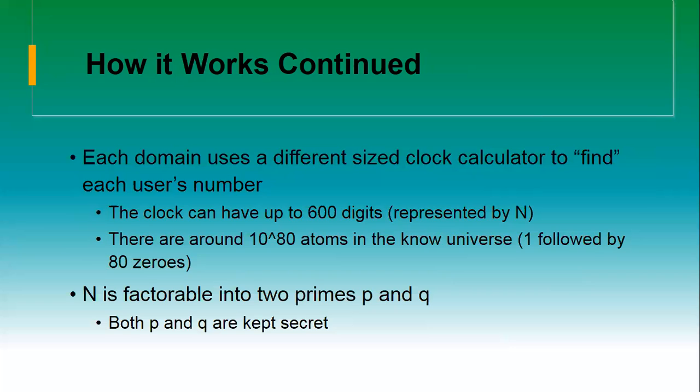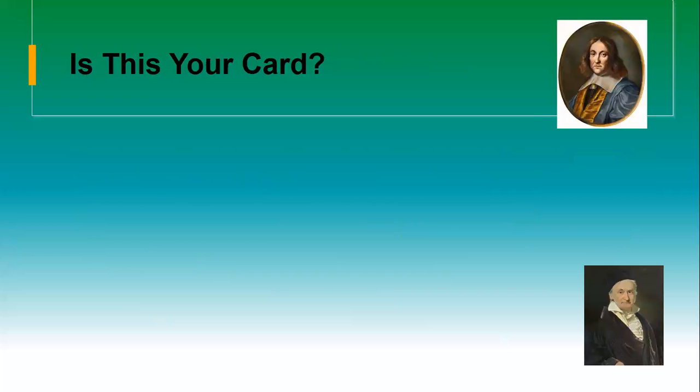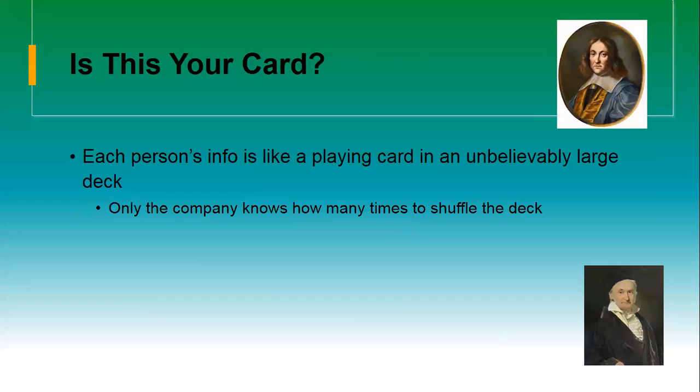This number N is factorable into 2 primes, P and Q, which are both very large and secret. So this is back to the challenge problem from earlier. What the companies do is they have the person's info, their number, C to the E modulo N. It's like a playing card in a massive deck, and only the company knows how many times to shuffle this deck in order to get your information to the top of the deck.